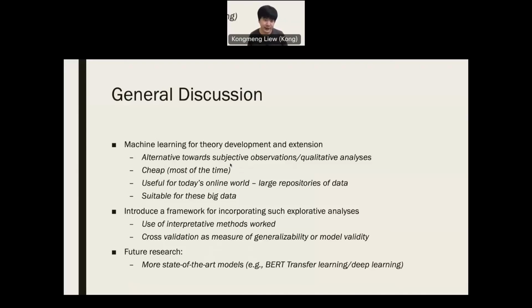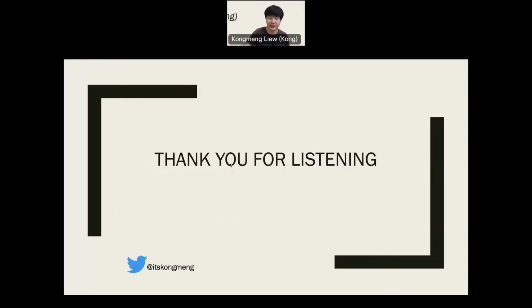So machine learning here, as I mentioned on theory development, can sometimes be an alternative to observational studies or qualitative studies. Most of the time it's very cheap to run. And because of today's online world, a lot of data is just stored online. Machine learning is really best suited for analyzing these kinds of big data. And so with this, I hope I introduced a kind of framework to use machine learning in your research workflow. For future research, I'm proposing maybe we can look at different kinds of state-of-the-art models such as transfer learning or deep learning, because gradient boosting that I use here is quite an old approach in the machine learning literature.